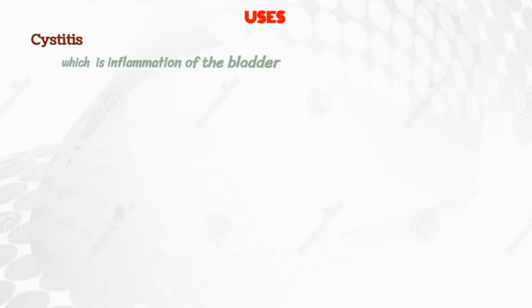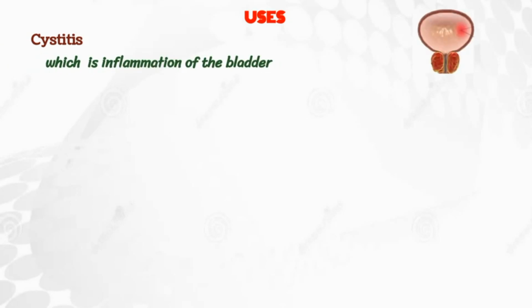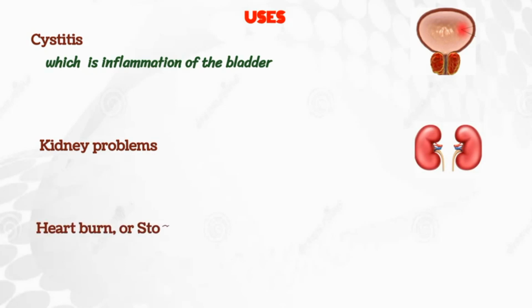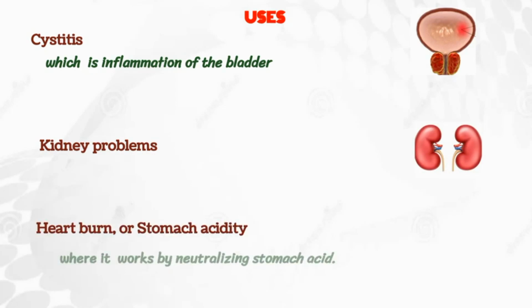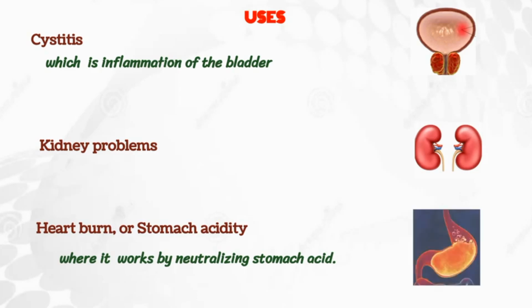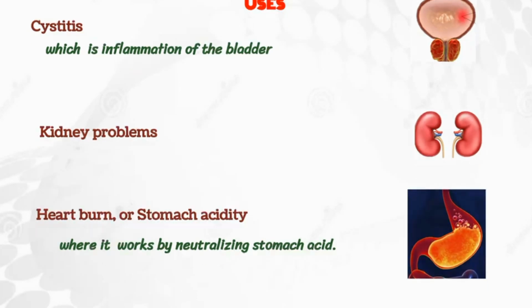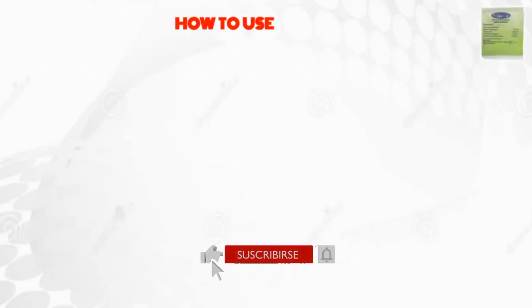Cystitis, which is inflammation of the bladder, usually caused by a bladder infection. Kidney problems. For heartburn or stomach acidity, where it works by neutralizing stomach acid. Let's see how to use this sachet.